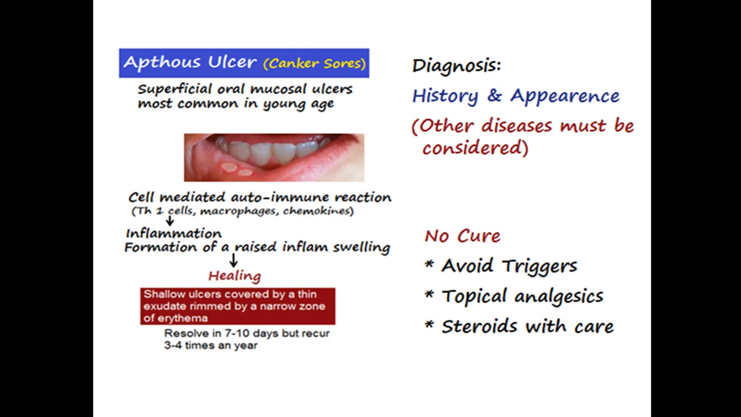Normally, particularly the minor Aphthous ulcers resolve in 7 to 10 days, and sometimes these ulcers in a particular person may recur 3 to 4 times in a year. There is no test for Aphthous ulcers, and it is not needed. Only the history of the patient and the appearance of what we look at in the oral cavity of a person, we can say these are Aphthous ulcers.